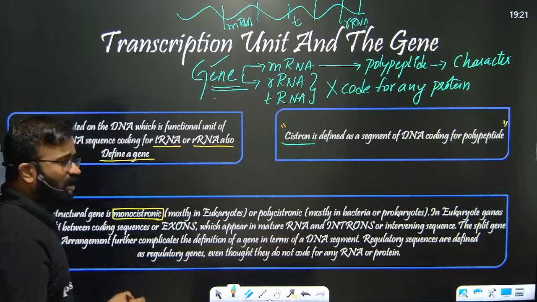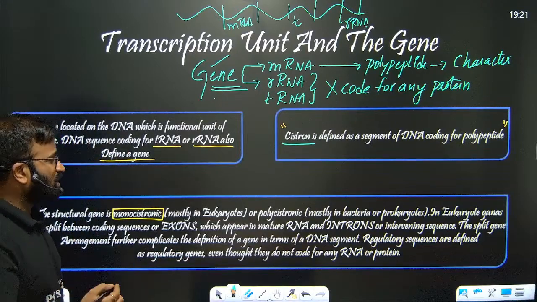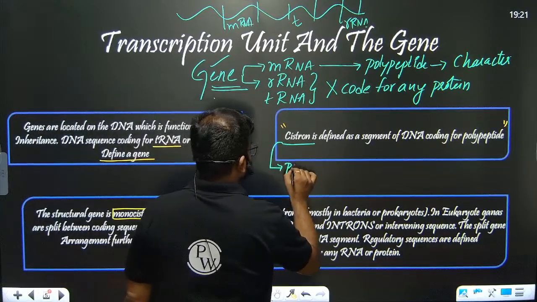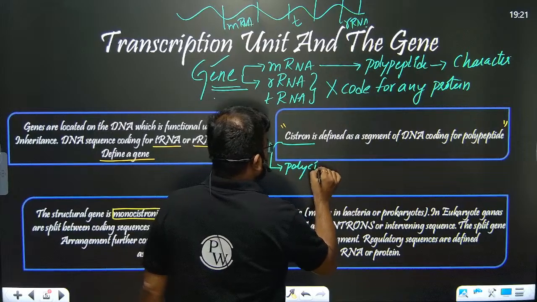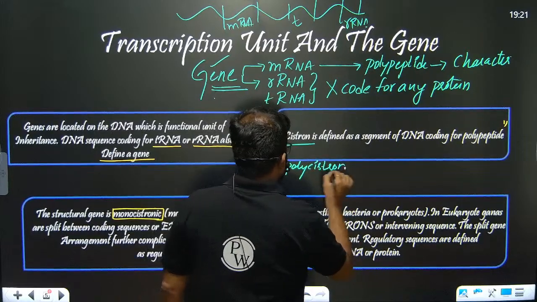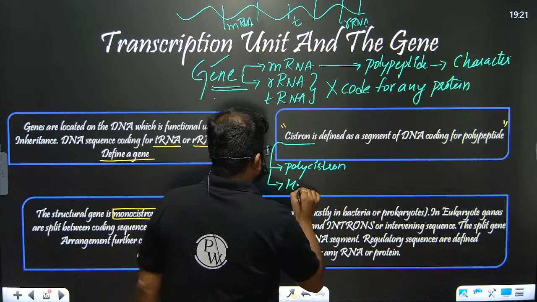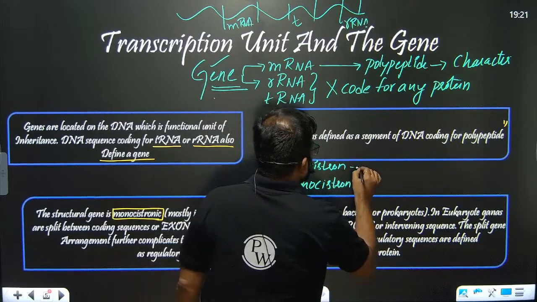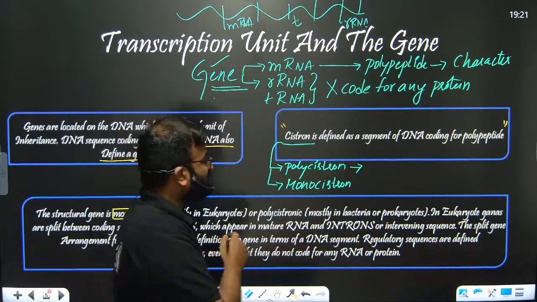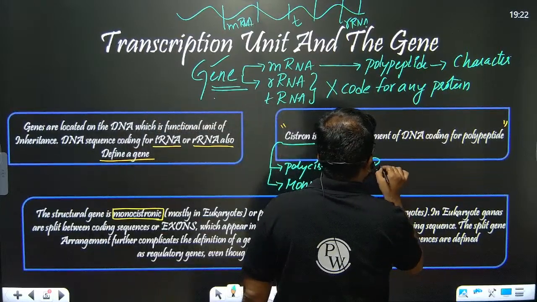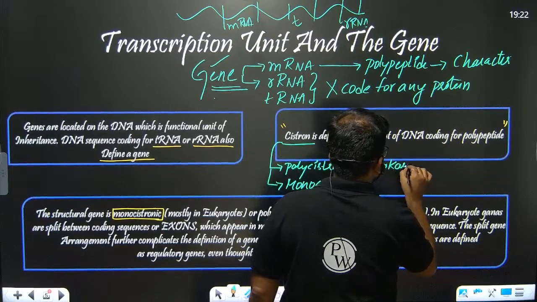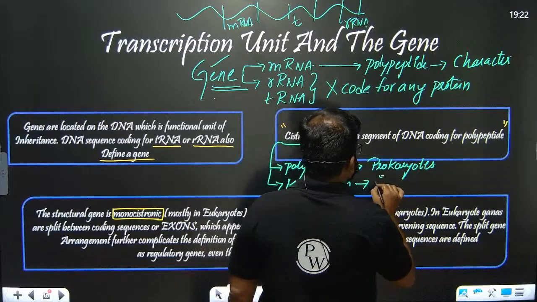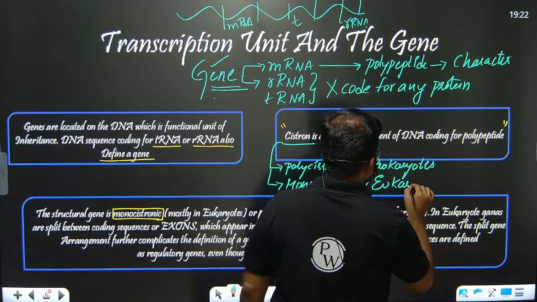And there are two different types of cistrons, that is polycistron and monocistrons. Where are these polycistrons seen? These are seen in prokaryotes and these are seen in eukaryotes.